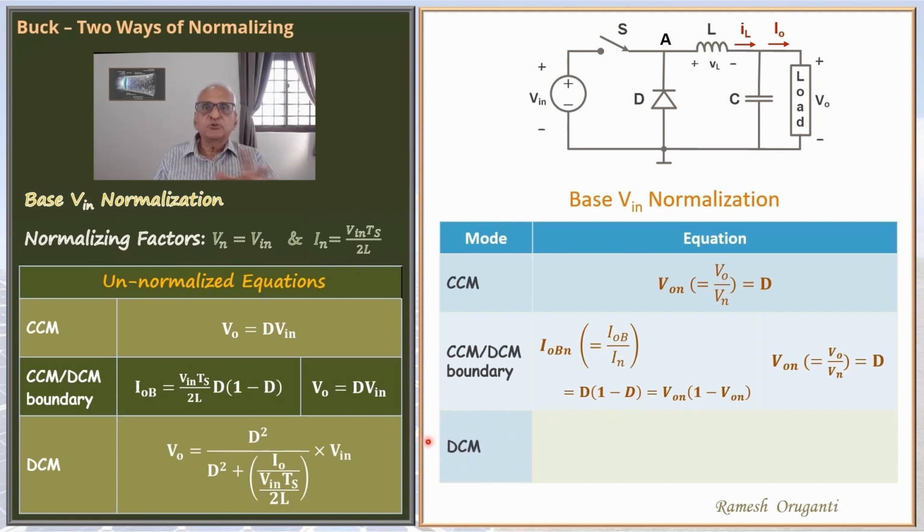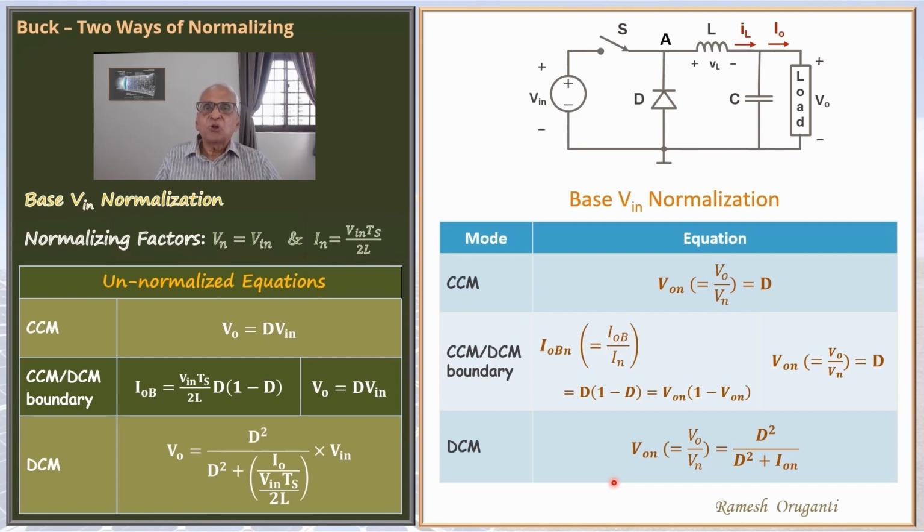Lastly, we will take the DCM equation. We can bring the V in to the left hand side. So VO by Vn will become VON, the normalized output voltage. IO by V in Ts by 2L is ION, the normalized output current. So the normalized output voltage VON equals D square by D square plus ION. So these three equations, VON equal to D, IOBN equal to D times 1 minus D, and VON equal to D square by D square plus ION, these three define the complete operation of the converter using normalized equations.